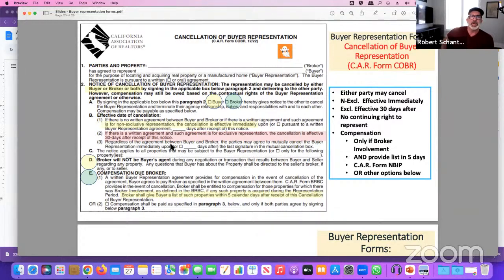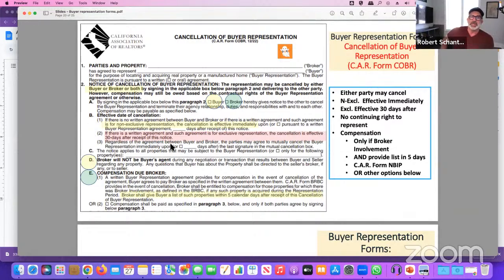In section 1, again, the parties, who's the broker, who's the buyer. Section 2 defines who can cancel, either buyer, broker, or both. 2A is you check which one you're going to, who's canceling, the buyer or the broker. And then B is the effective date of the cancellation. And then C, the notice applies to all properties that may be subject to the buyer representation, or only for the following properties. So if you just want to define a few properties, you can.